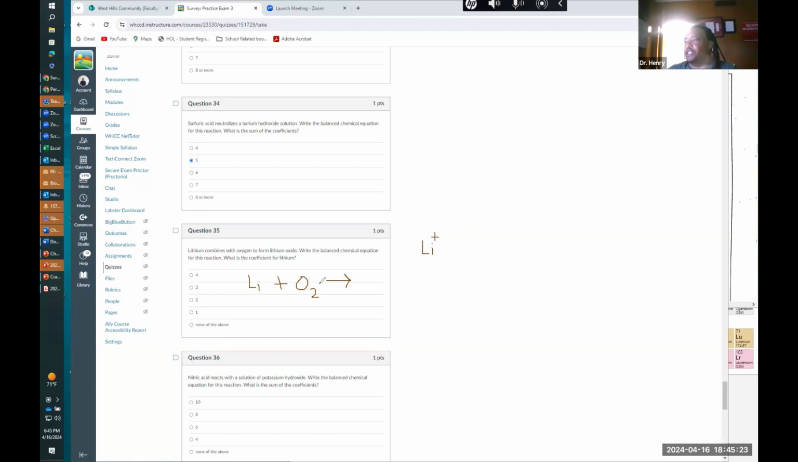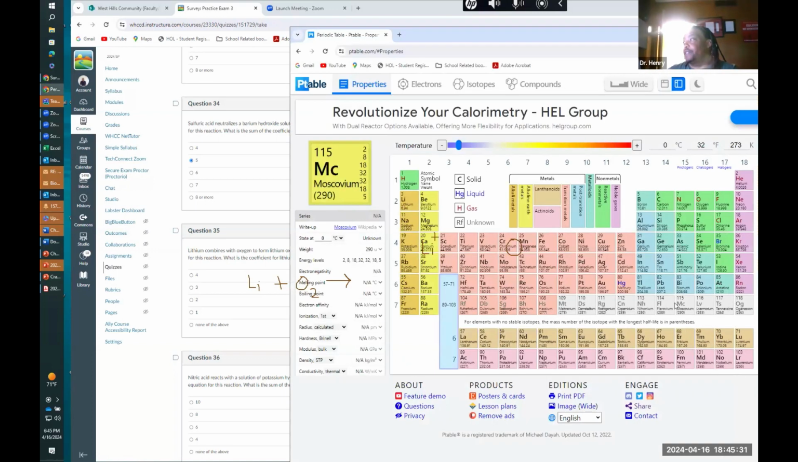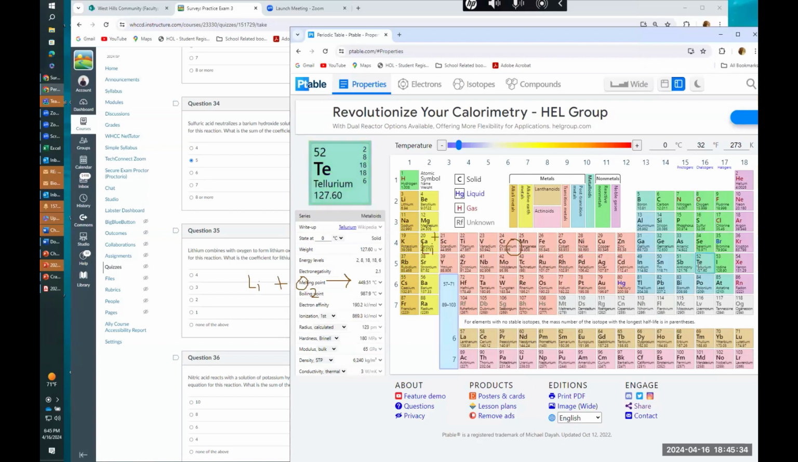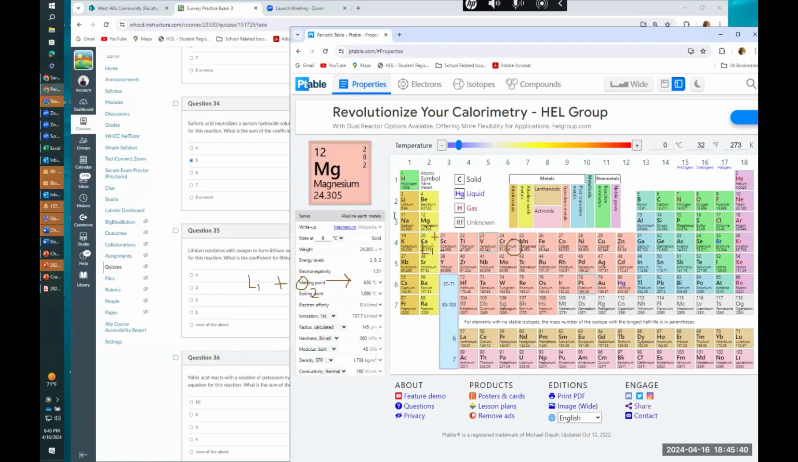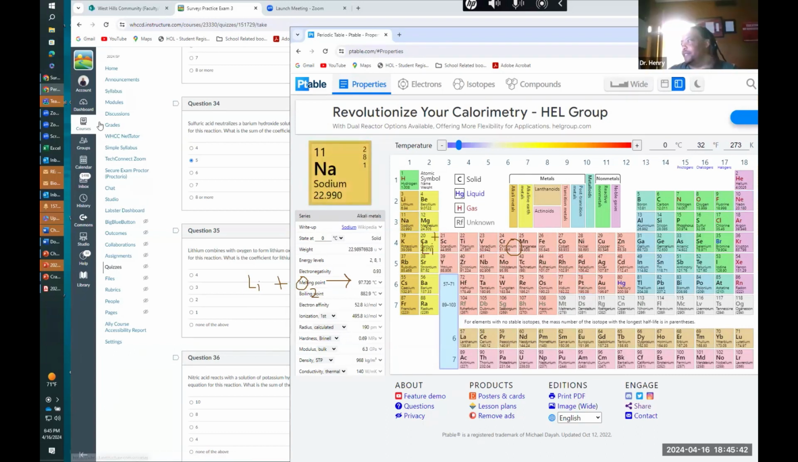And then oxygen, when it forms an ion, what is it going to be? Negative. Okay. How far is it from being a noble gas? 2. So then it's going to have a -2 charge. Right?